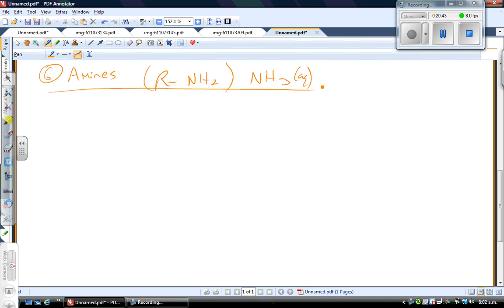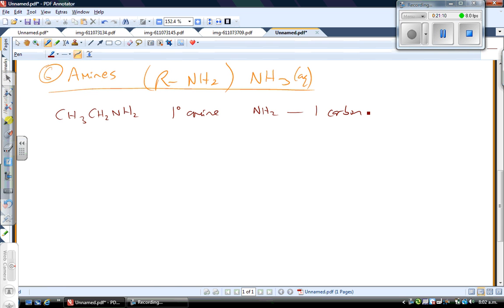So we'll just take 3 examples and get this color. So if we do this one first, CH3, CH2, NH2. Okay, so this is what's regarded as a primary amine. And it's a primary amine because the NH2 group is bonded to just one carbon.